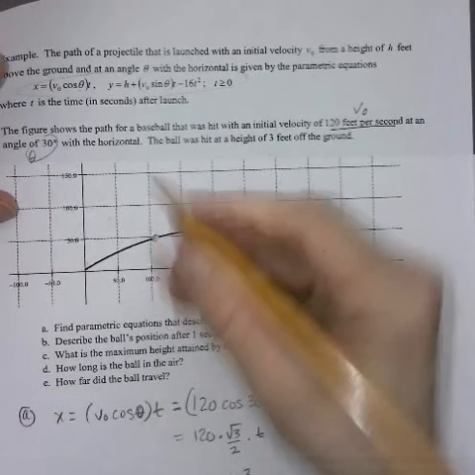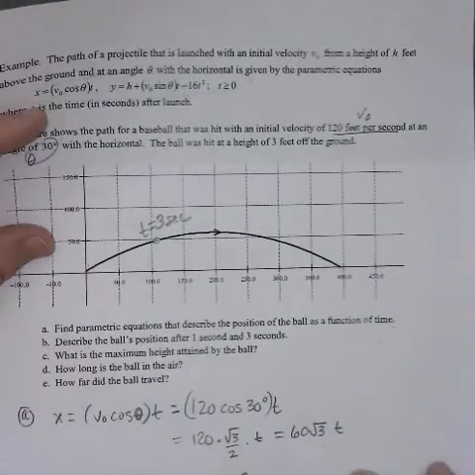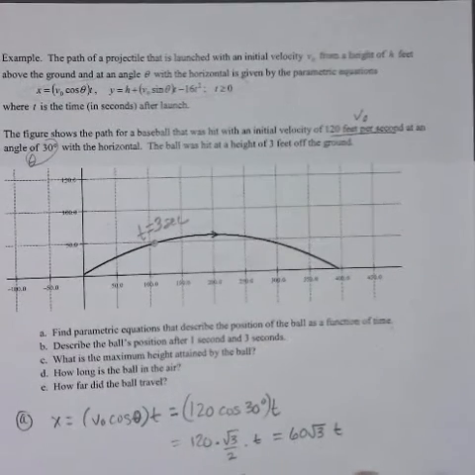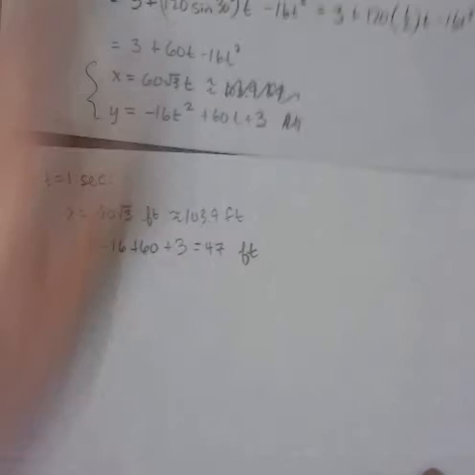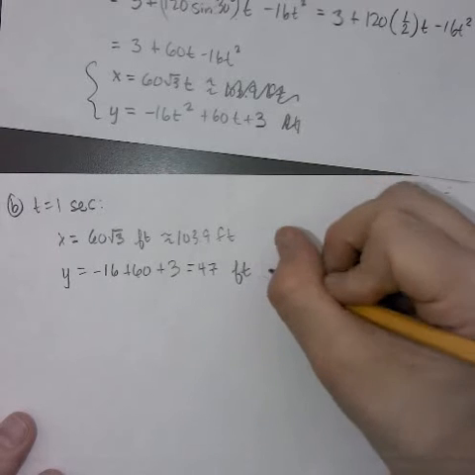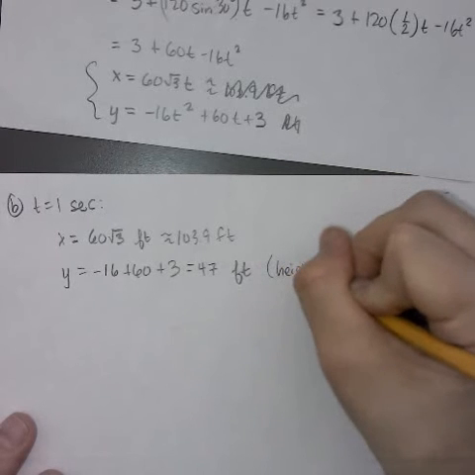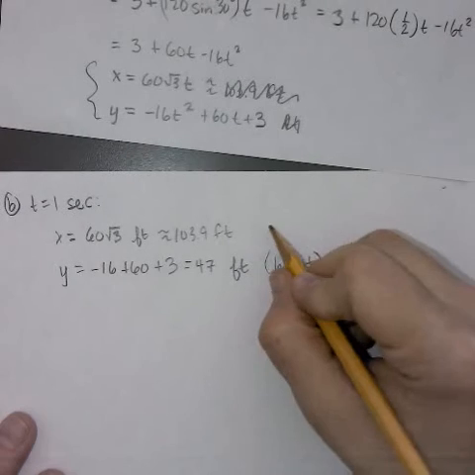This would be for t equals 3 seconds. Y is the height, and this is how far it's traveled horizontally.